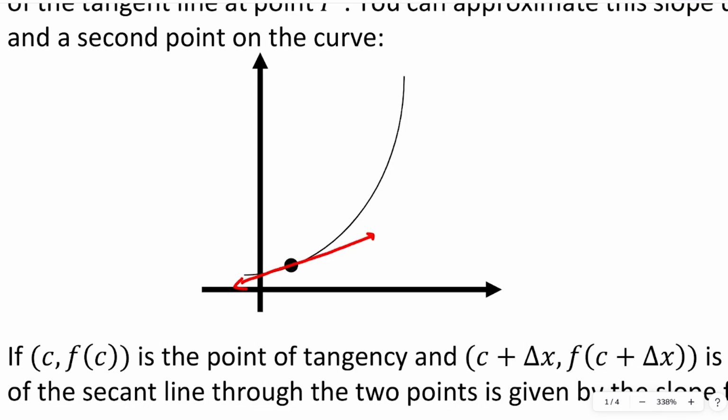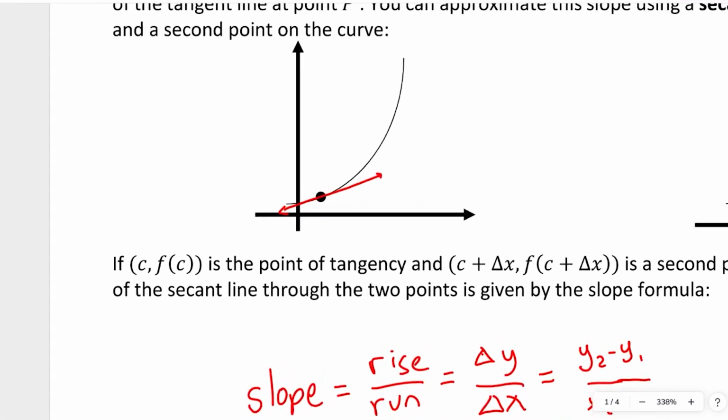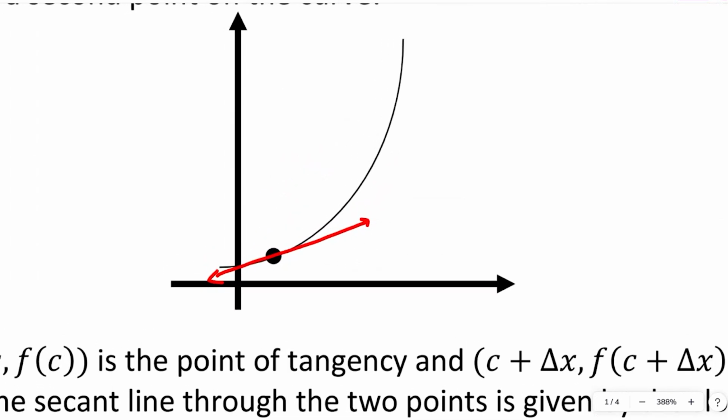Now, still, it doesn't really help us in the big scheme of things, drawing this line, because while we still have that point, we'll call this C and f of C. So that point is C comma f of C. We don't have a second point out here, right? So that still poses a little bit of an issue.